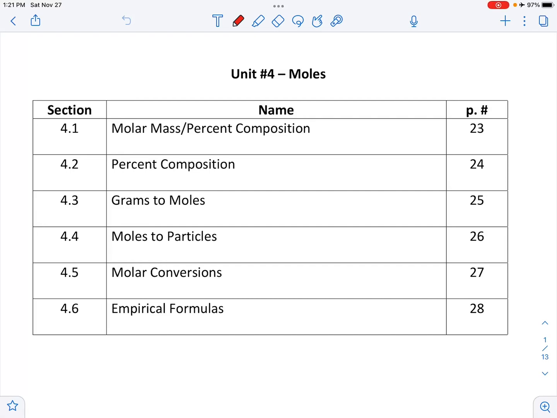Hello students and welcome to Unit 4. So this unit we're going to start talking about molar mass and percent composition. That's this week. Then we'll hit grams to moles, moles to particles, molar conversions. You can kind of see an outline there of what we've got going here.